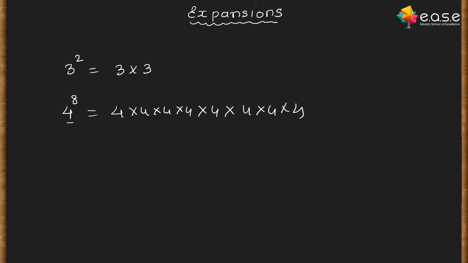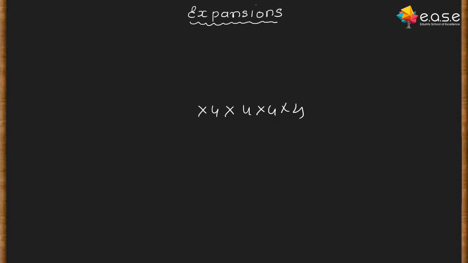For example, let us take a very easy example. Suppose we want to multiply 3 square. 3 square means 3 into 3, correct? Or if I say 4 to the power 8, this is not expansion. What is expansion? 4 into 4 into 4 into 4 into 4 into 4 into 4 into 4. What has happened? 4 to the power 8, such a small thing, has been stretched to such a large, long thing. This is expansion, expanding something.